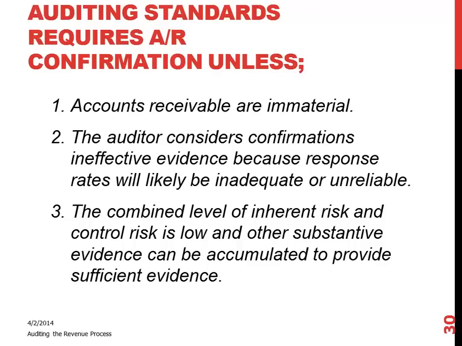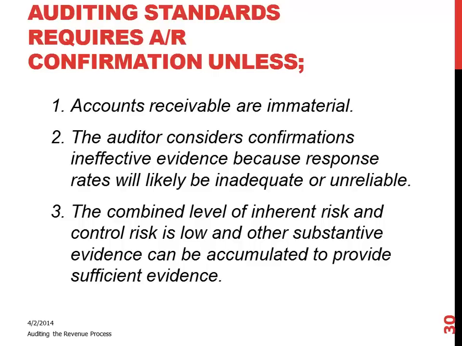But again, if the auditor thinks that the evidence they would gather from confirmations would not be sufficient and appropriate evidence, and you have to document your rationale for that, then they don't have to perform it. And then finally, if the combined level of inherent risk and control risk is low, and other substantive evidence can be accumulated to provide sufficient evidence, then they don't have to confirm. That would be a scenario where they might send out negative confirmations for smaller balances because it's very low inherent risk and control risk.